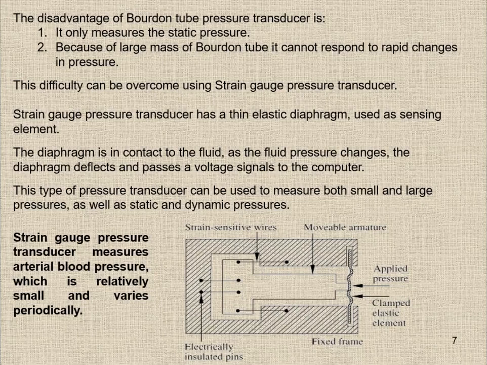So to overcome this, we introduce another type of pressure gauge, that is called a strain gauge pressure transducer. This difficulty can be overcome using a strain gauge pressure transducer. A strain gauge pressure transducer has a thin elastic diaphragm. So this is the thin elastic diaphragm. This part is connected with the pressure side, the side where you want to measure the pressure. We insert it in the pipe, or in whatever source you want to measure the pressure of. The pressure is exerted on this diaphragm here.